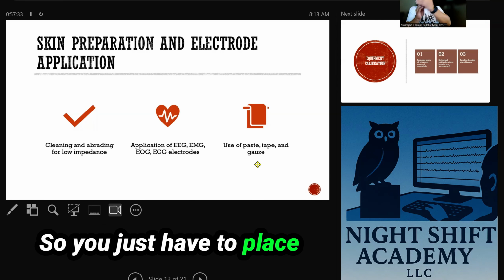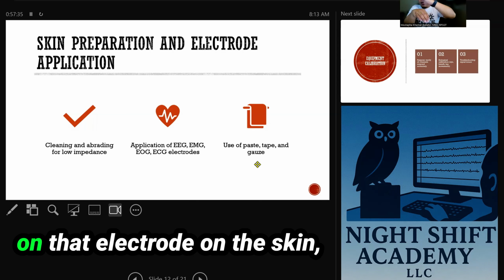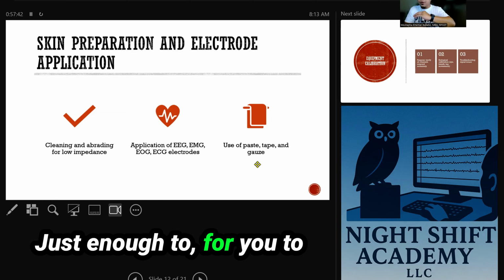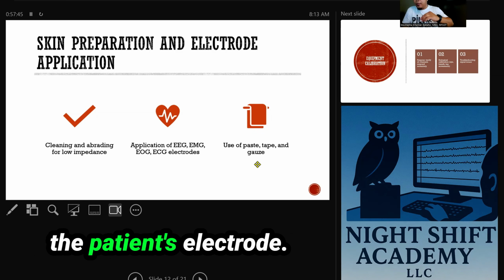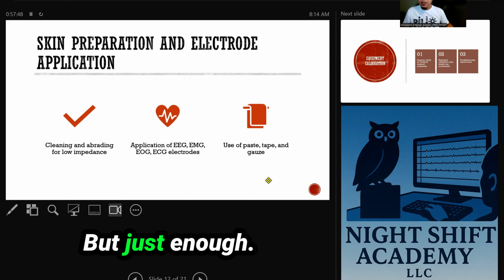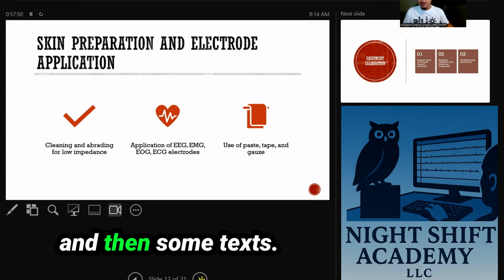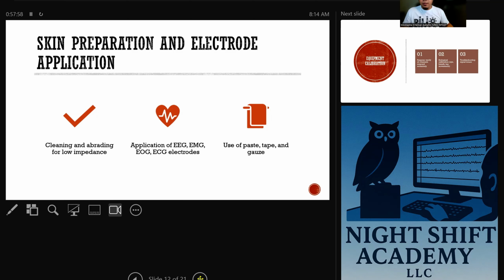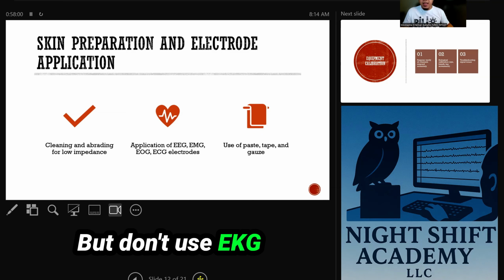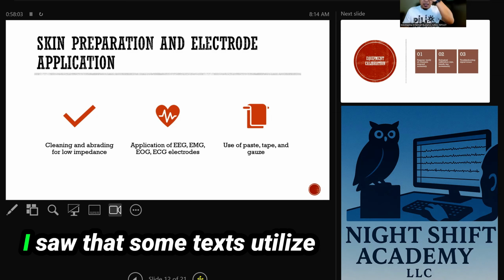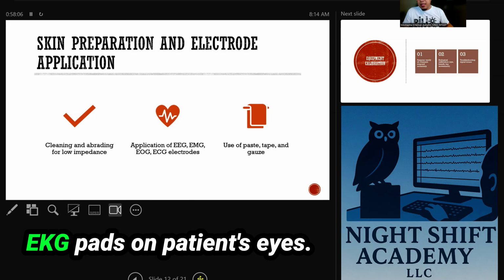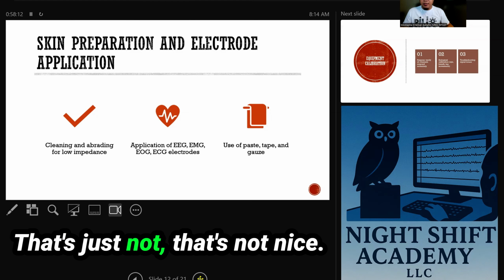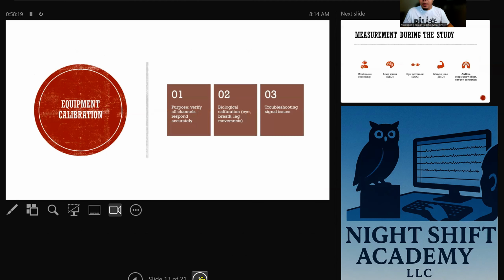Okay, so you just have to place enough that when you press the electrode on the skin, you will see a little bit of scatter, just enough for you to use a tape or the hair over the patient's electrode, but just enough. Some techs use gauze, and then some techs use tape on top of all of the electrodes. But don't use EKG pads on patients' eyes. I saw that some techs utilize EKG pads on patients' eyes. They use it for the snore microphone. That's not nice.